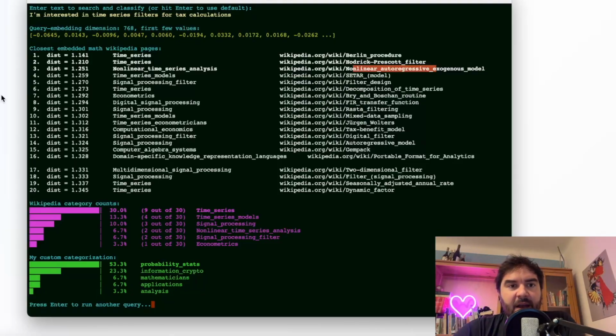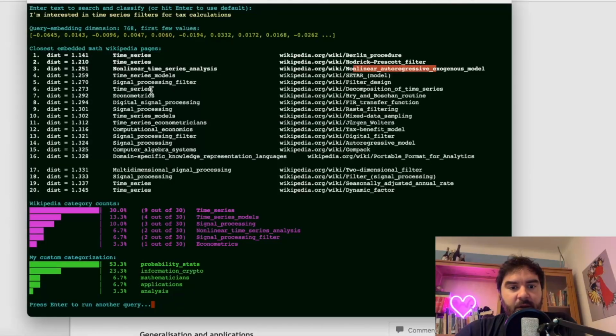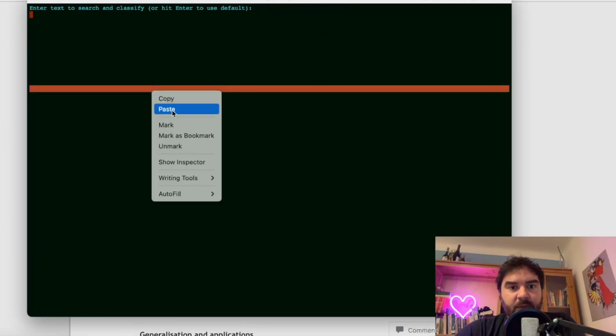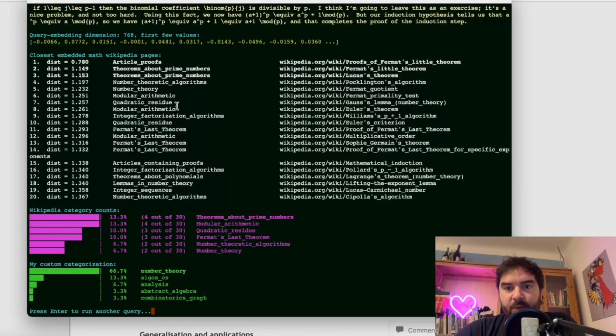I have one example prepared where previously I just searched for Fermat's theorem and picked the first thing that showed up on Wikipedia there. If I take this text that is there, I can of course also dump it in here, and then, as you would expect, I get to Fermat's stuff.